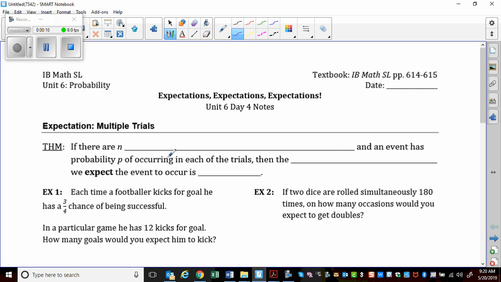If there are n trials, and an event has probability p of occurring in each of the trials, then the number of times we expect the event to occur is the number of trials times the probability. So we're multiplying them.